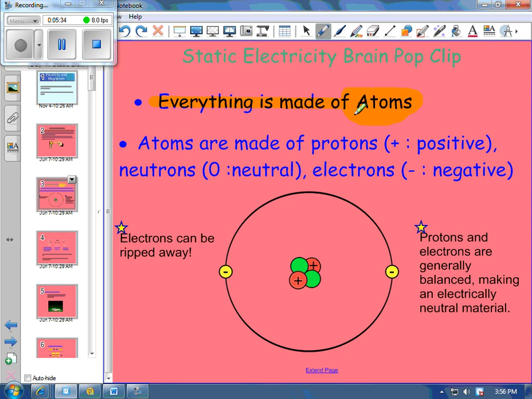Secondly, atoms are made of protons, which are positive. They have a positive charge. Neutrons, which are neutral. They have a neutral charge, so they're not positive or negative, and we represent that with a 0. And electrons, which have a negative charge. And that's the little minus sign there.